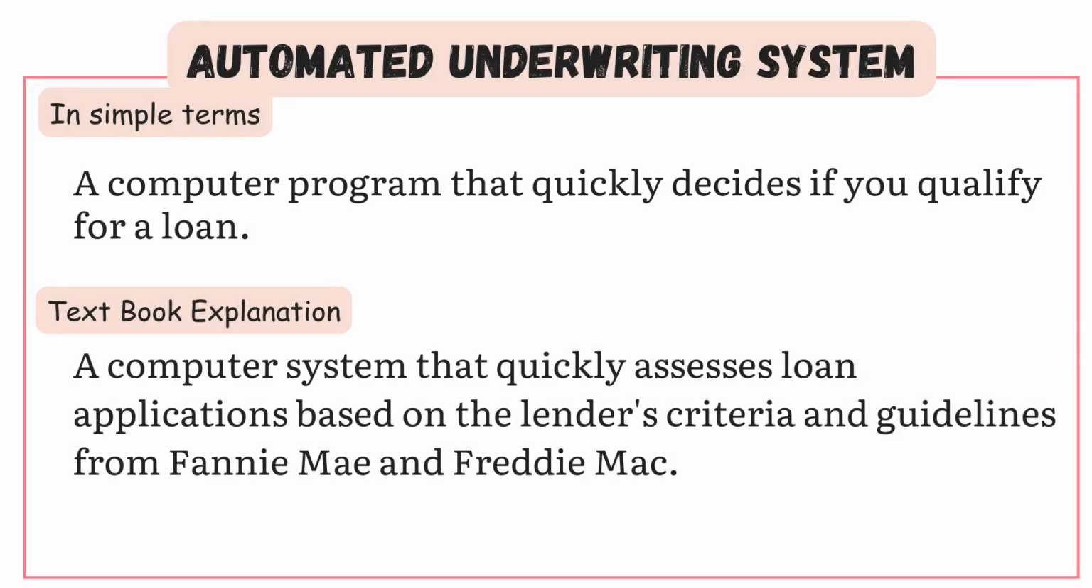Automated underwriting system. In simple terms, it is a computer program that quickly decides if you qualify for a loan. As per textbook definition, automated underwriting system is a computer system that quickly assesses loan applications based on the lender's criteria and guidelines from Fannie Mae and Freddie Mac.